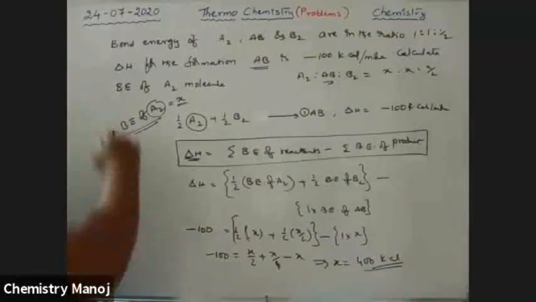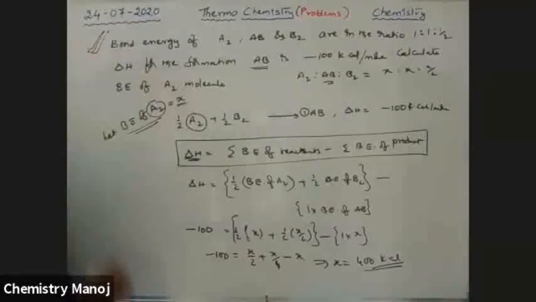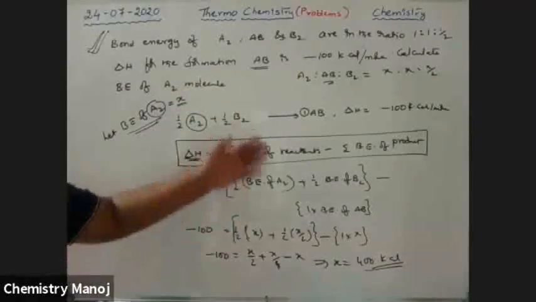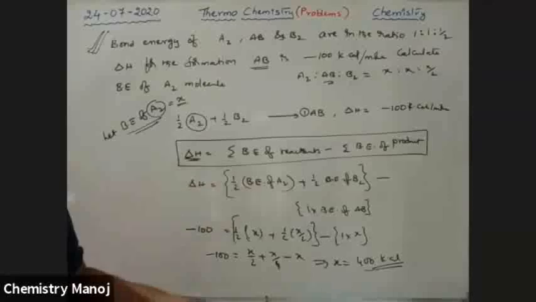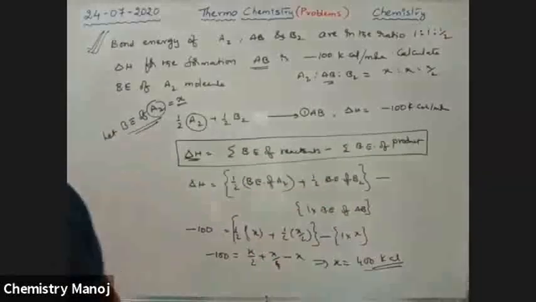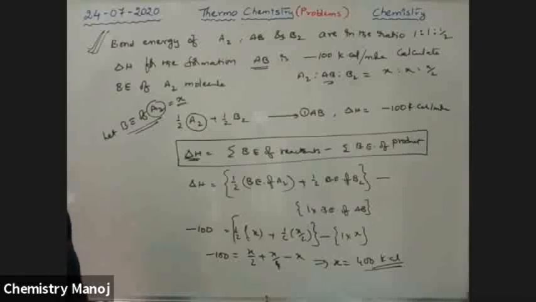So it is very, very important, boys. Bond energy of A2. The ratio is given to you, so by using that ratio, that is the way to calculate it. Whenever bond enthalpies are used, it is reactants values minus products values. So okay.